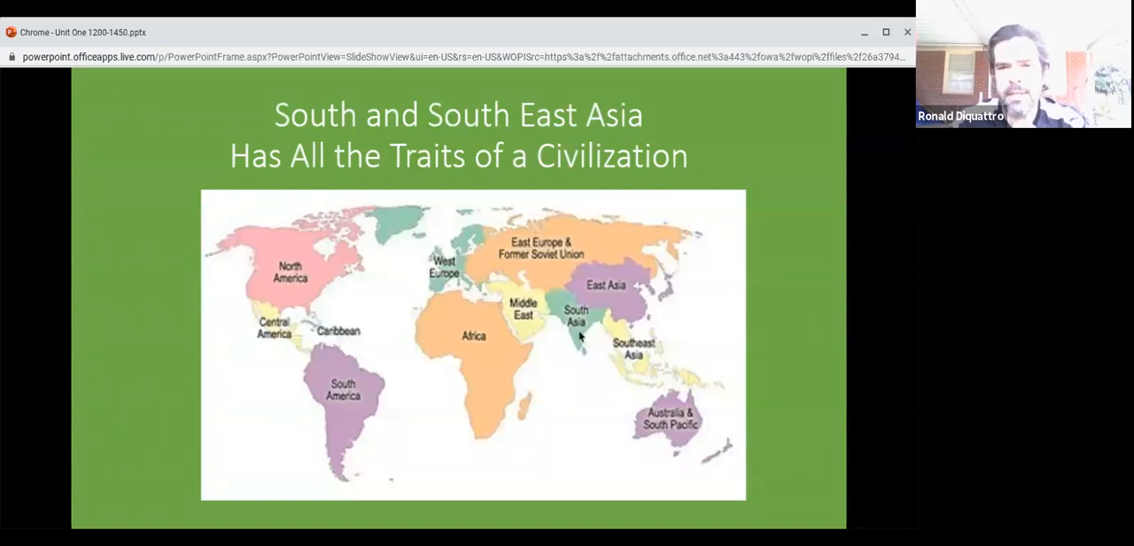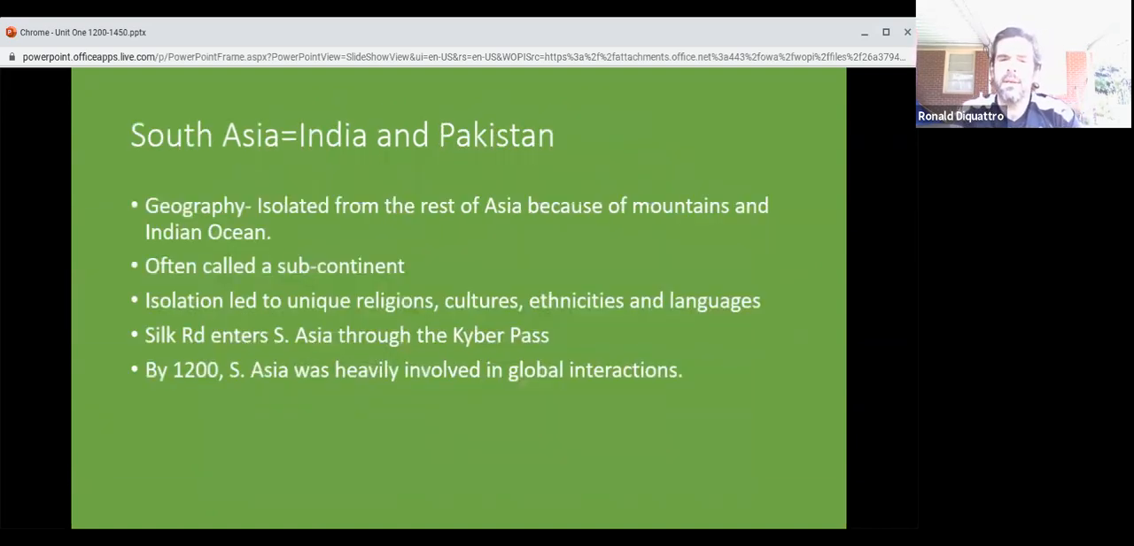And it's not just India. It is the modern day states of India, Pakistan, and also Bangladesh, if you know anything about that. And we're also going to touch a little bit on Southeast Asia. Southeast Asia is going to share many of the same traits of South Asia. So we're going to lump a lot of that together, but the emphasis today is going to be on South Asia. So let's jump in.